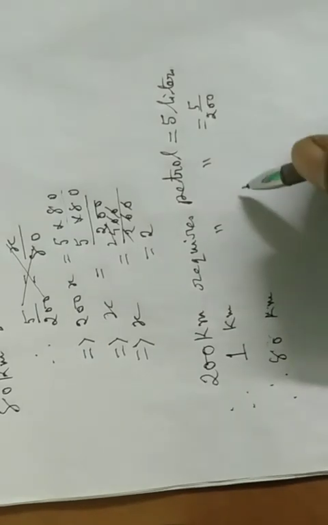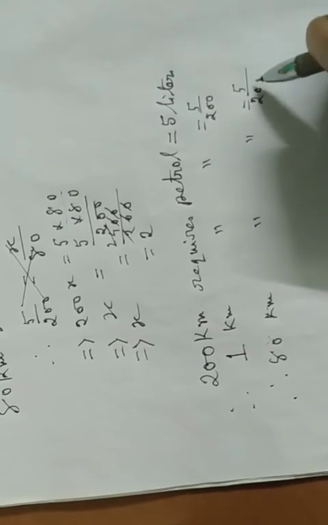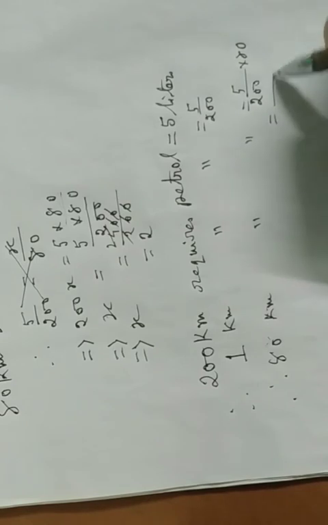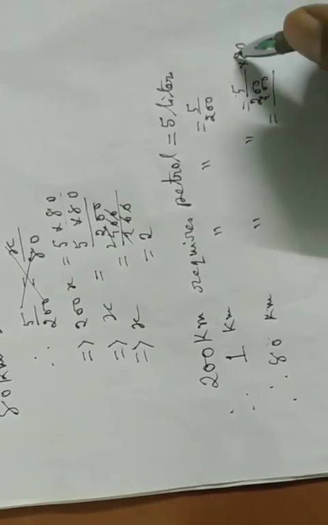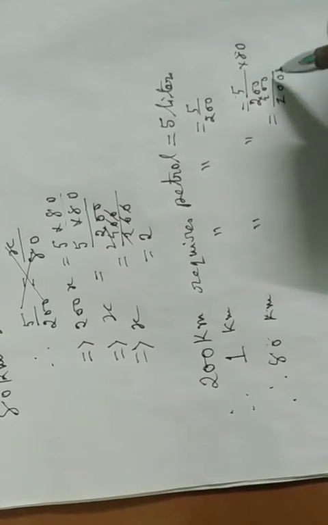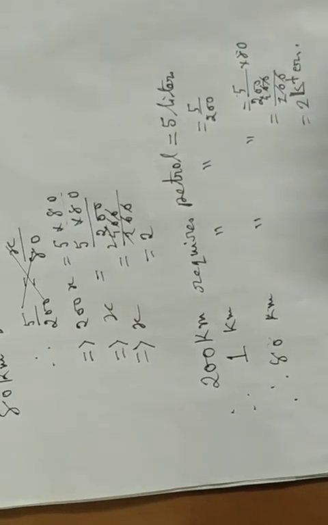Therefore, 80 kilometers requires petrol equal to 5 by 200 into 80. 5 eighties are 400, divided by 200, which is 2 liters. Okay, this is the question.